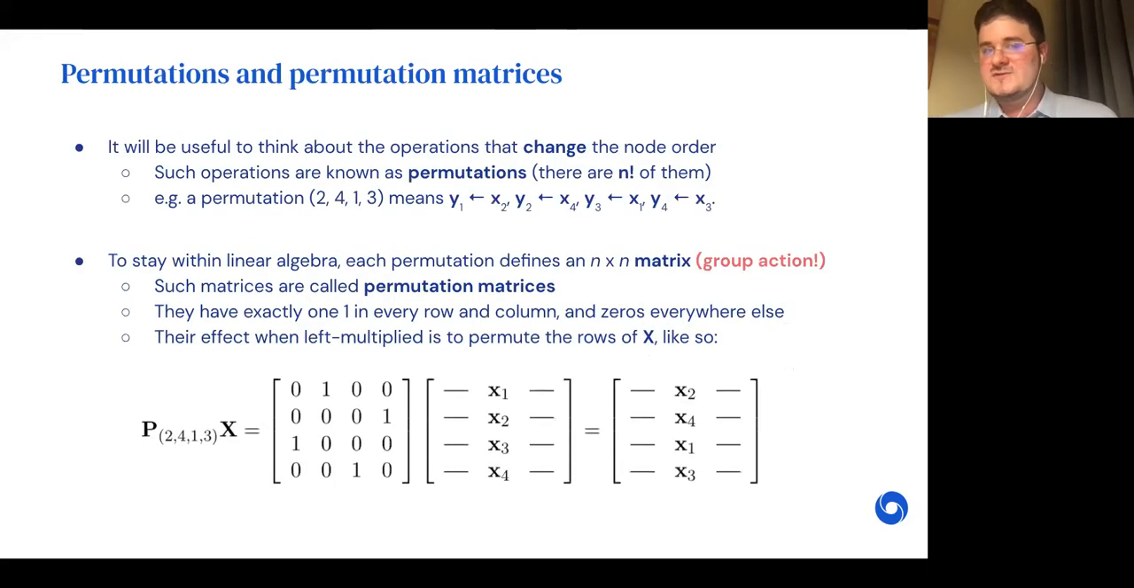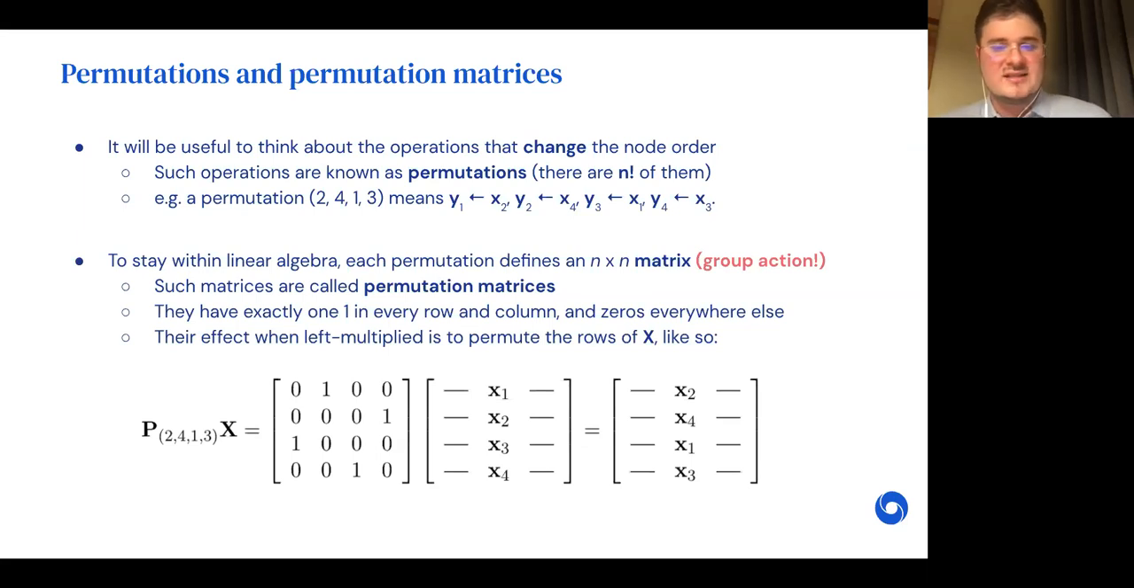And it's very useful to think about what are the operations that will change the node order. And as you know, these operations are known as permutations. For n nodes, there's n factorial many of them. And in fact, because the permutation is a linear group action, we can identify a unique n by n matrix, as discussed before, which is associated with every permutation. And we call these matrices permutation matrices. I've given here one example of one for the permutation 2413.